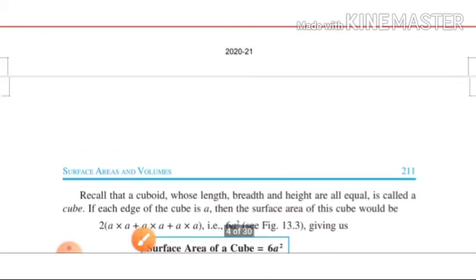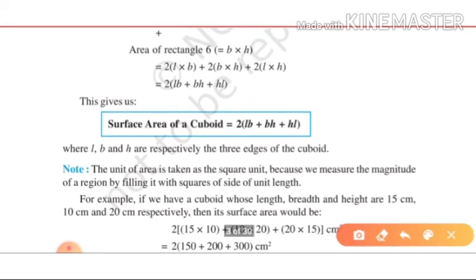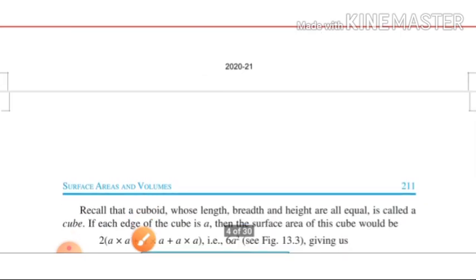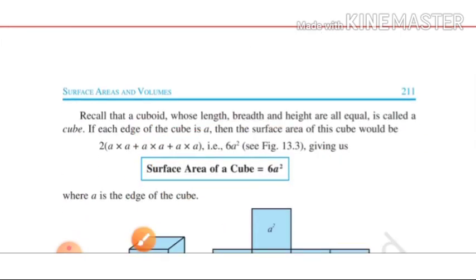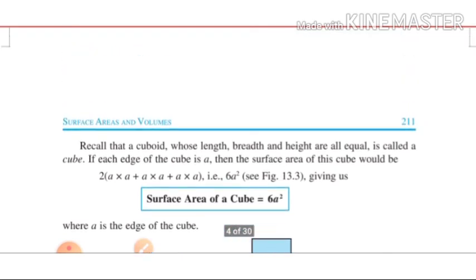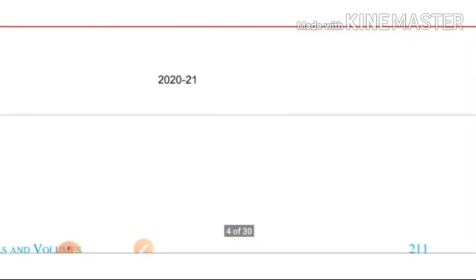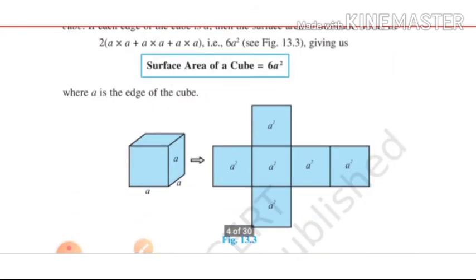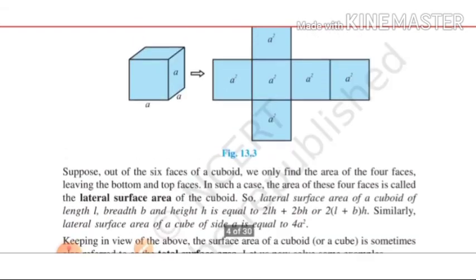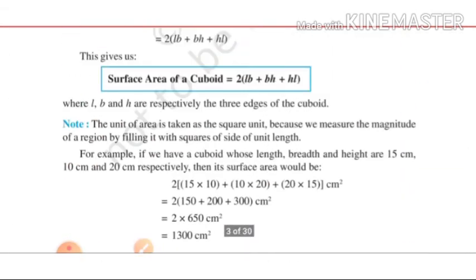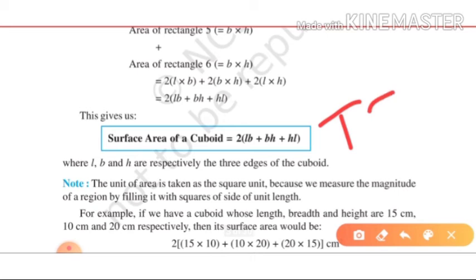So the surface area of a cuboid is 2 into (lb plus bh plus hl), and the surface area of a cube is 6a square or 6l square, where a is the side of one square. Now one important thing you have to remember: you may be asked to find the lateral surface area of a cuboid. The 2 into (lb plus bh plus hl) is the total surface area.